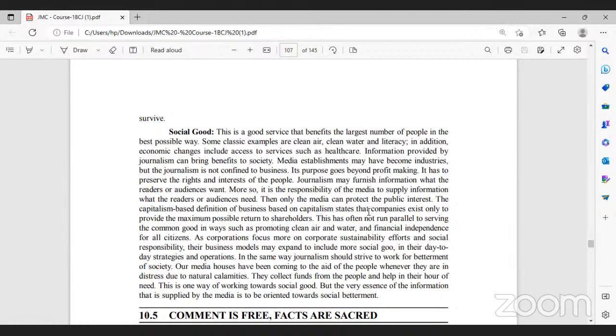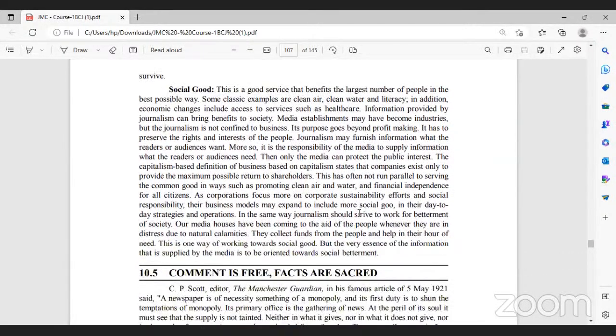So unfortunately, we don't believe that one, because the media's financial backbone is the finance that comes with the advertisement and the business. So there is always the hegemony of the media owners, which is not giving a scope for true journalism. So anyhow, the purpose should be beyond profit making. It has to preserve the rights and interests of the people.